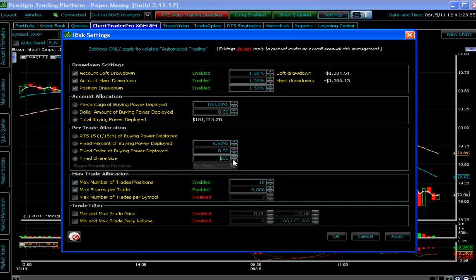Right, and let's see, the spins in terms of 100. But if I said fixed share size, oh, I don't know, 50 shares, for example. Right, so let's say I had 50, okay, so it's actually not letting me do a fixed share size of 50, but I could do this as a percentage.